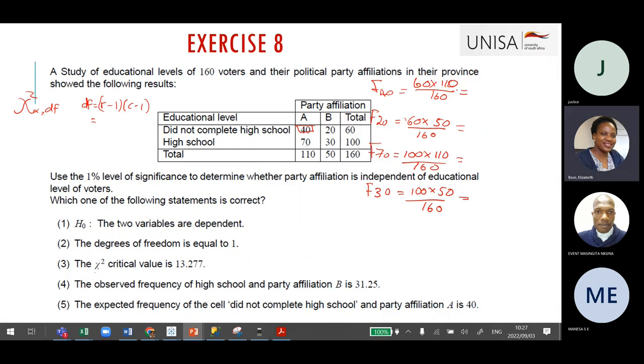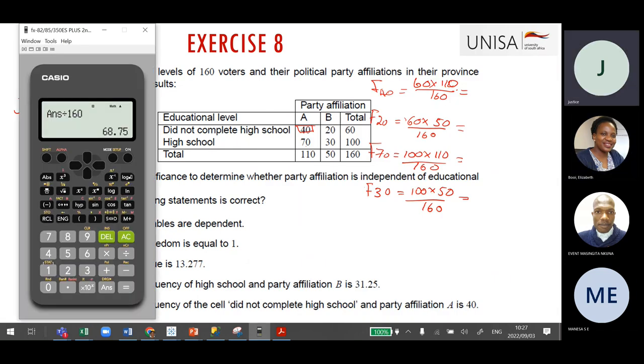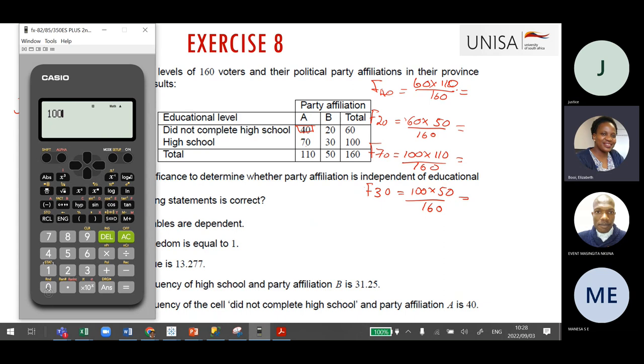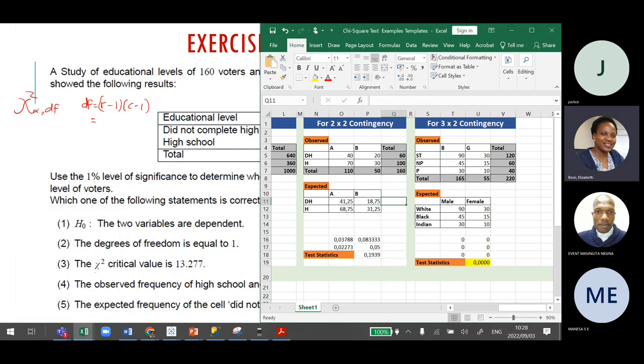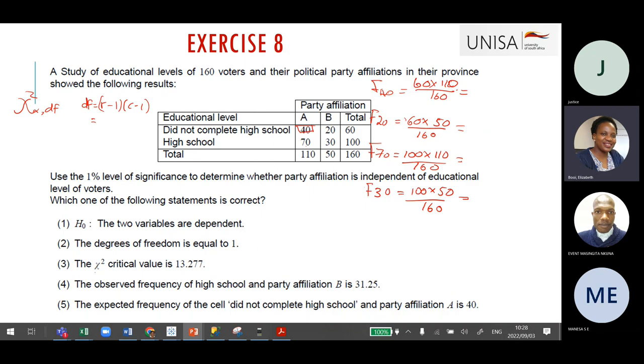And the last one is 100 multiplied by 50 divided by 160, and that gives us 31.25. If we go to the template, you will see that it is 31.25. Those were the things I asked you to calculate.